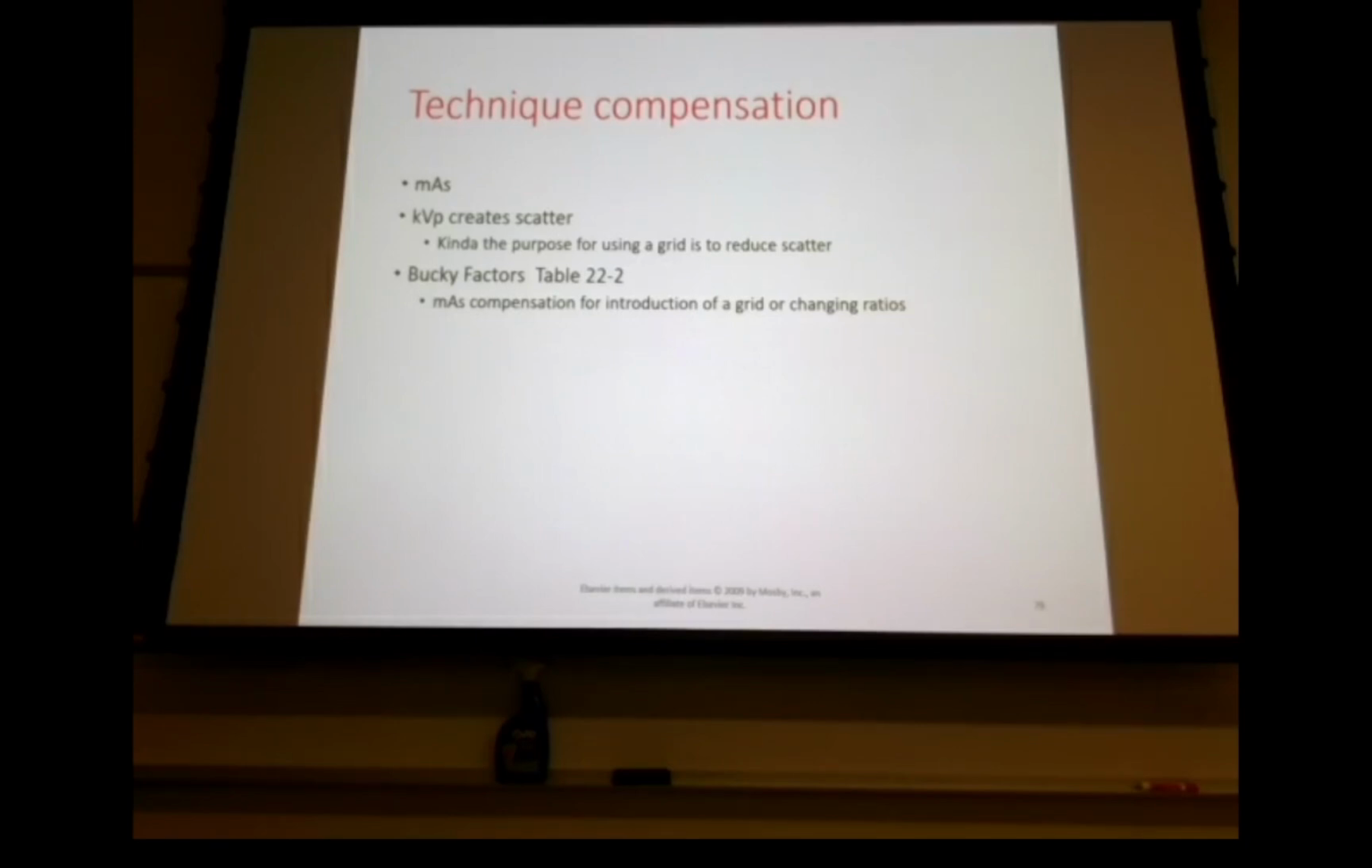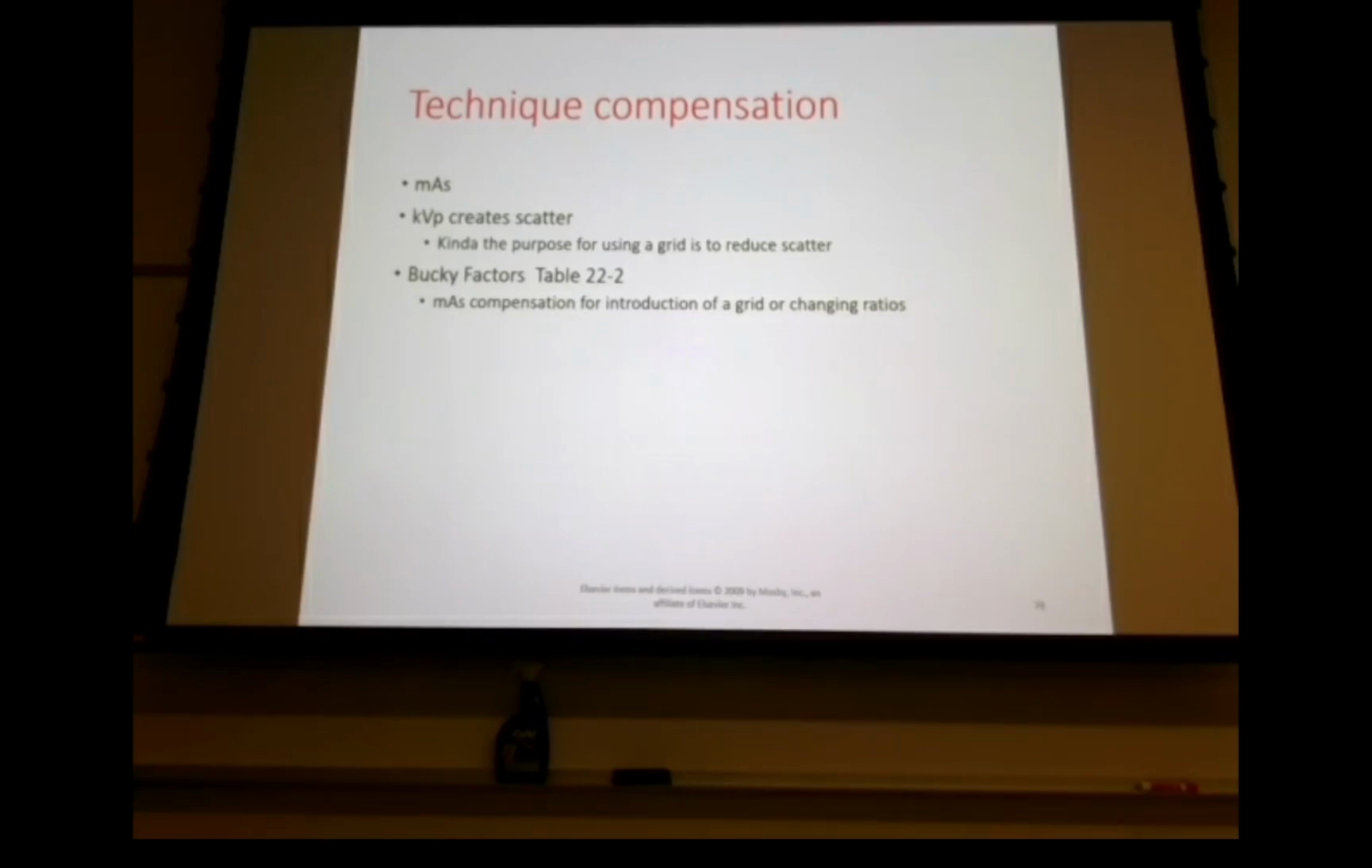All right, so if you're not using a grid, then your Bucky factor is a mathematical compensation. It tells you how much more mass to use for that particular grid. So if we have no grid, 70 kVp, your Bucky factor is 1. But if you go to a 5-to-1 grid, what does it say under 70 kVp? 2. So what that means is you would have to use twice as much mass. Okay, so you double your mass.